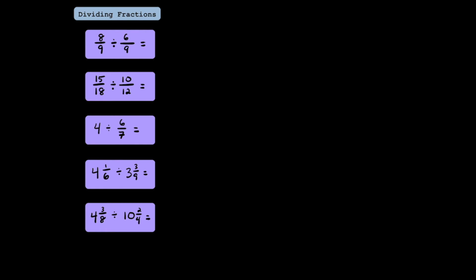Finally, let's try some division practice problems together. In this first problem here, we have 8/9 divided by 6/9. Right away, I notice that 6 and 9 can be simplified by dividing them both by 3. In doing so, we're going to get 2/3. Rewritten, we have 8/9 divided by 2/3. Now we have some smaller numbers to deal with here.